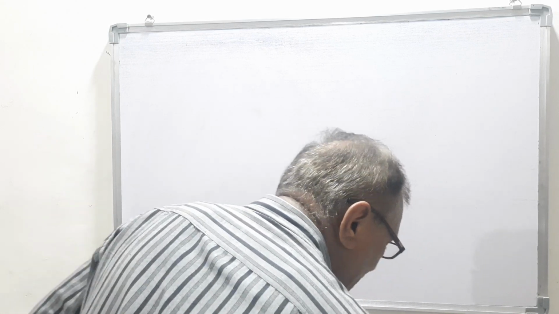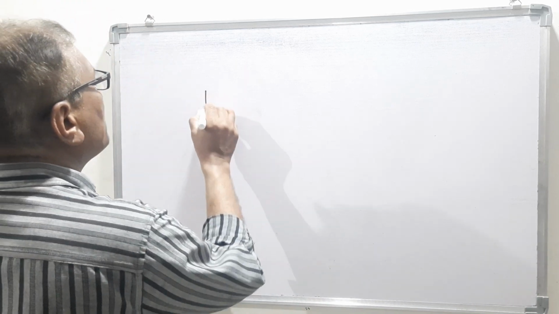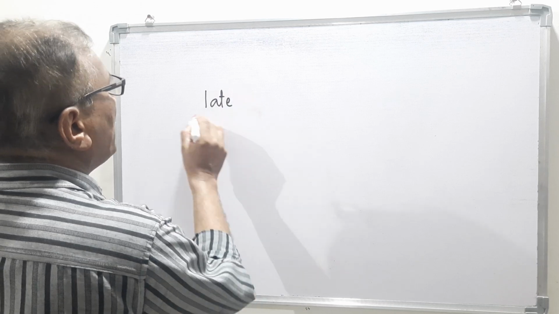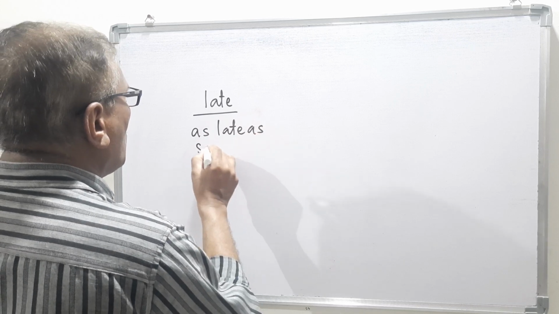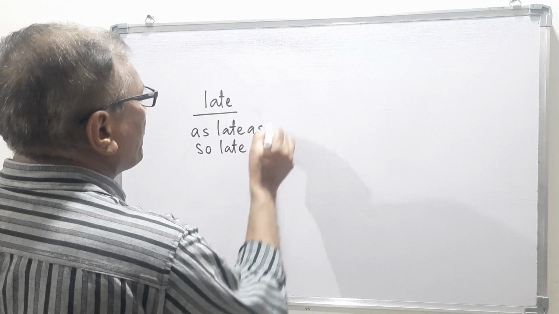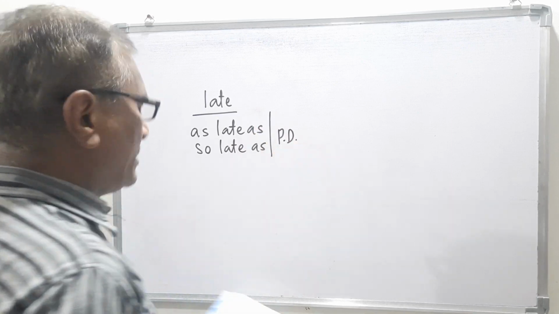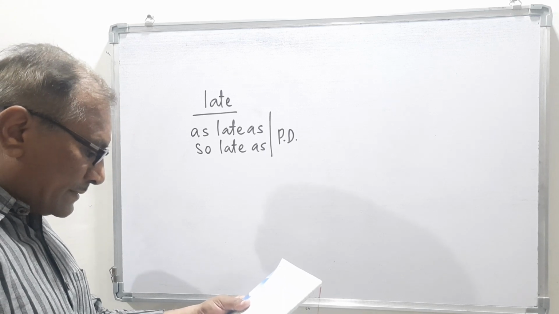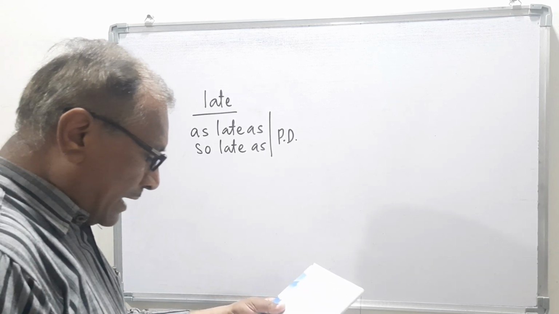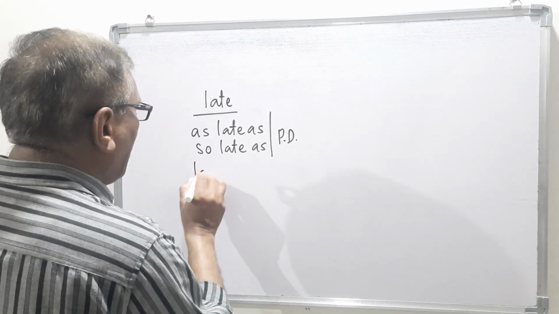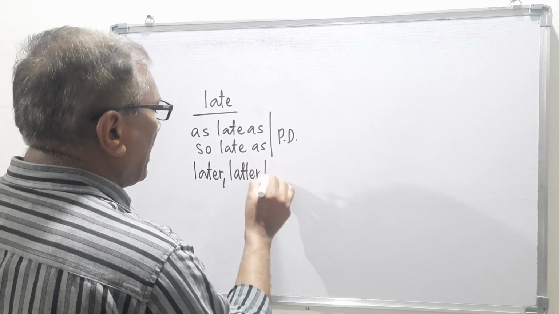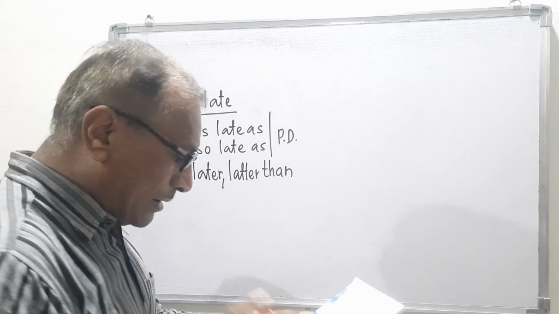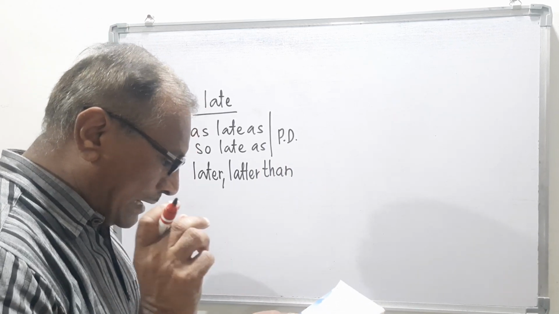So remember here, these are the beautiful words which we are discussing. Late. The word is late. So remember, late means as late as, so late as. This is the PD, means positive degree. As late as. Okay, so late as. Later, later than. Later or later than.